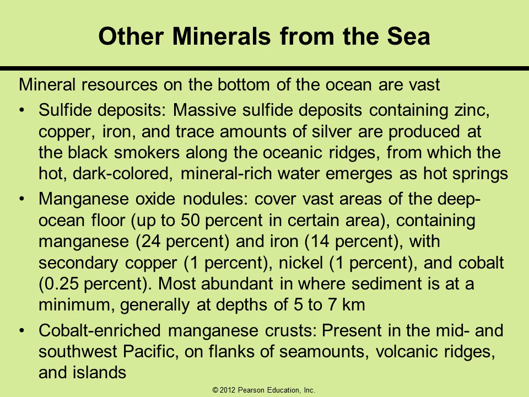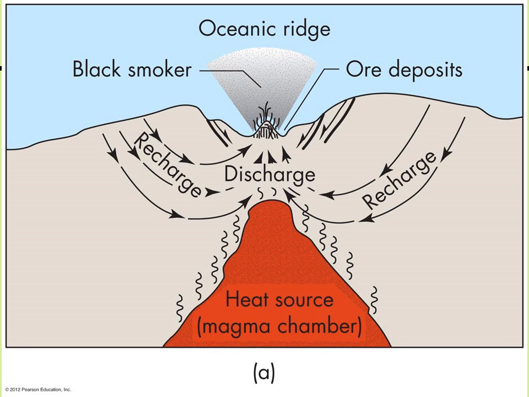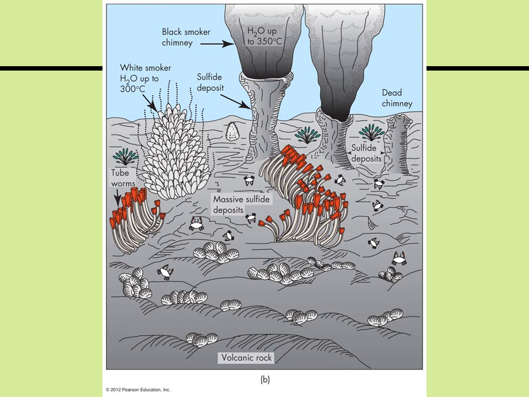Let's take a look at each of these in a little bit more detail. So at a mid-ocean ridge, we could have a black smoker depicted here that's sending these dark mineral-rich fluids into the ocean and creating circulation of the water that leads to the accumulation of ore deposits nearby that are sulfide rich or sulfur rich and can be used as a resource.